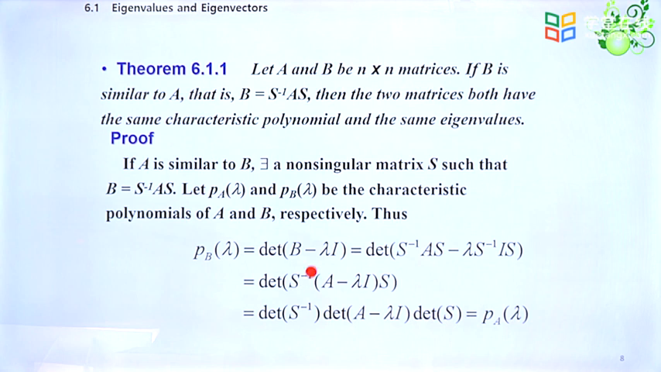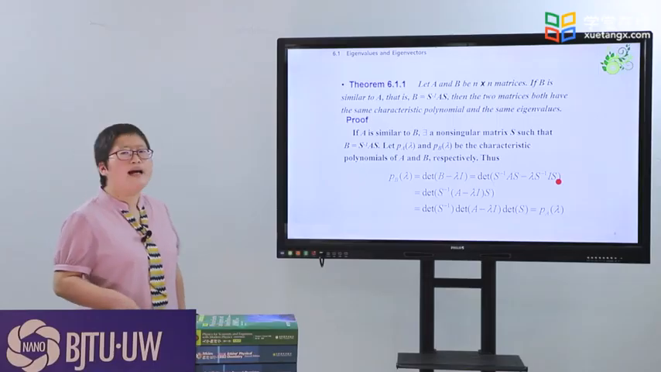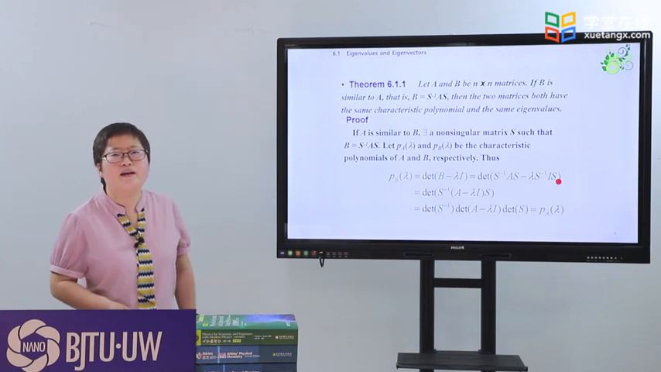For determinants, the multiplication of determinants equals the determinant of the multiplication. So it equals the determinant of S inverse times the determinant of A minus lambda I times the determinant of S. And we also know that for an inverse matrix, the determinant of S times the determinant of S inverse equals 1. So this just equals the determinant of A minus lambda I, which is the characteristic polynomial of matrix A, pA(lambda). So pB(lambda) equals pA(lambda). Because they have the same characteristic polynomials, of course their eigenvalues are the same.